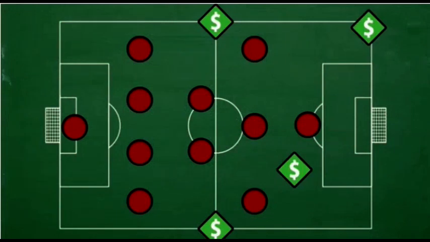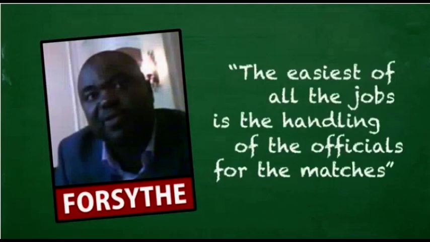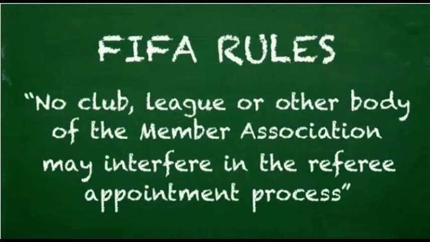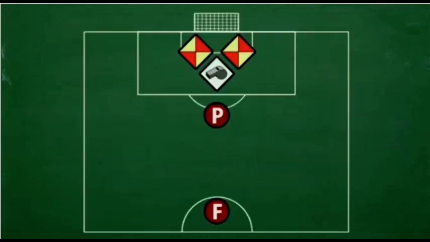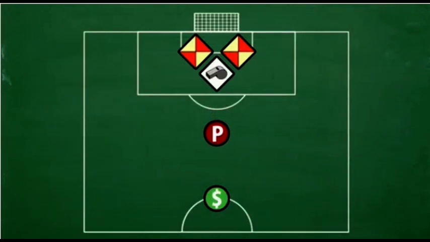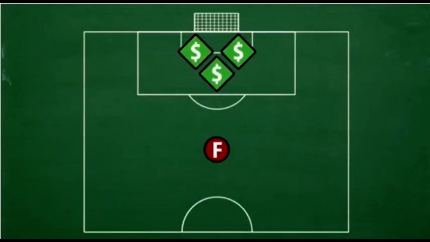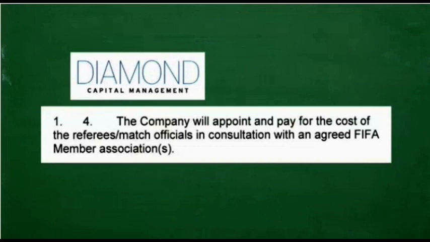But you don't have to take our word for it. Take it from Christopher, the fixer, who says the easiest of all the jobs is the handling of the officials for the matches, despite the fact that it's against FIFA rules for third parties to play a role in this process. You and your fixer meet the FA president and you pay to choose your match officials. Be sure to get it all in writing, like our undercover reporters did.